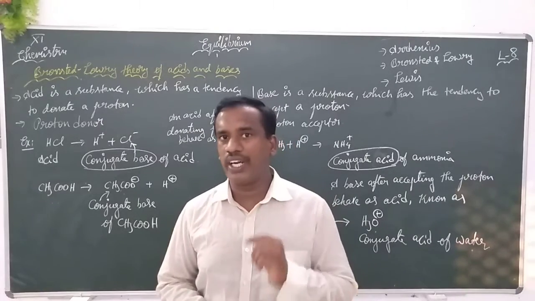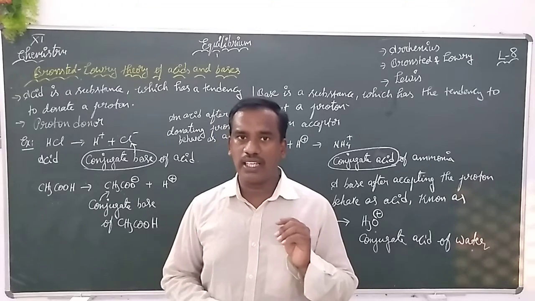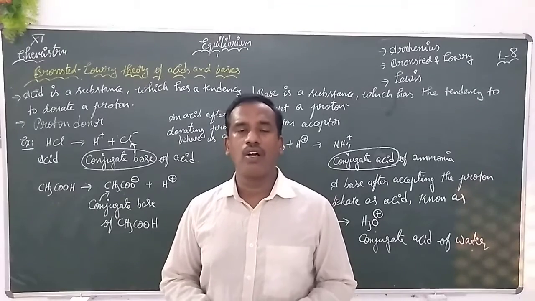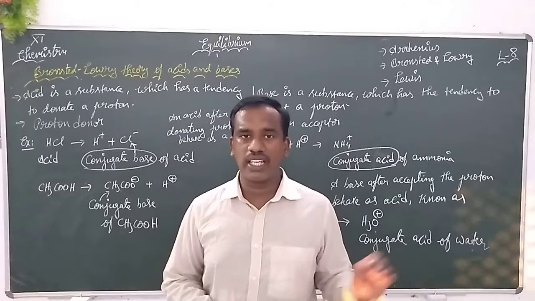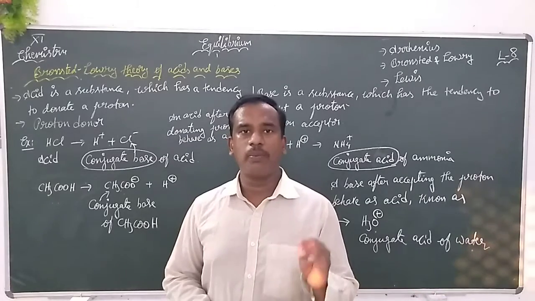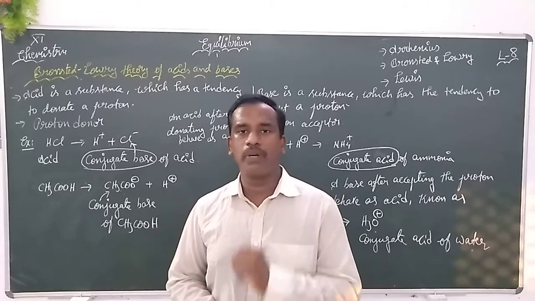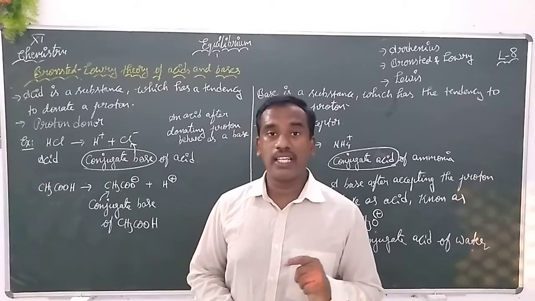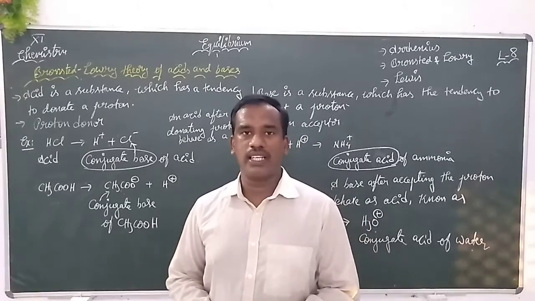Bronsted and Lowry explained that an acid is a substance that can donate H plus ion, whereas a base is a substance that can accept H plus ion. Very simple terminology. But let us see some differences here.